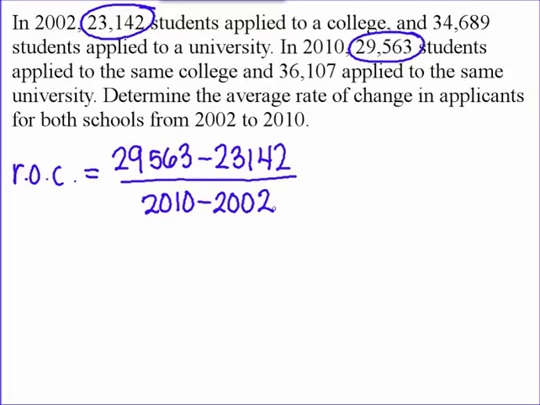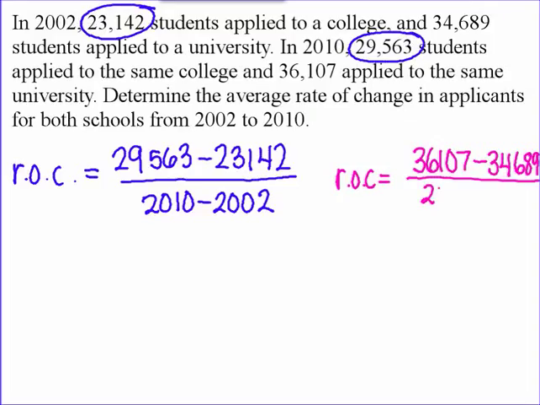This one doesn't have a chart, it's in words. Your next one, what's that one going to look like? 36,107 minus 34,689 divided by 2010 minus 2002. So it would just be a matter of performing those calculations. So questions?